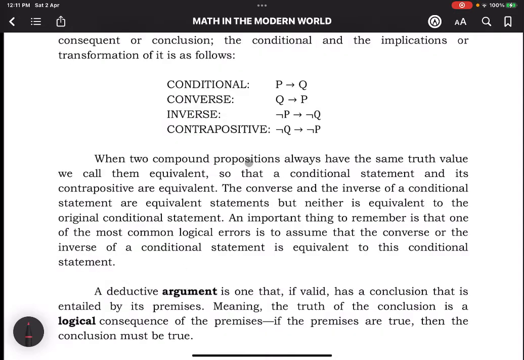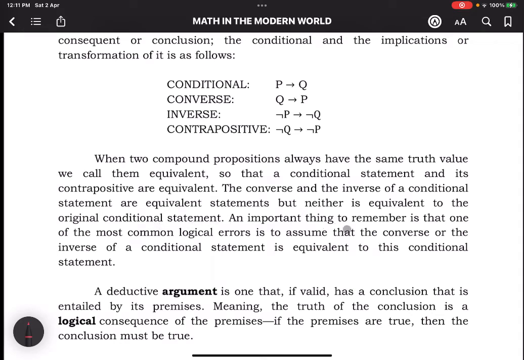When two compound propositions always have the same truth value, we call them equivalent. So a conditional statement and its contrapositive are equivalent. The converse and the inverse of the conditional statement are equivalent statements, but neither is equivalent to the original conditional statement.